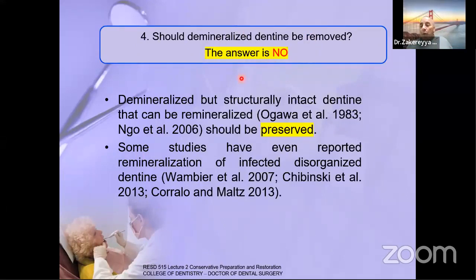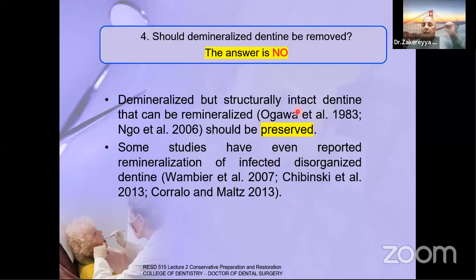Now, should demineralized dentin be removed? The answer is no. Why remove demineralized dentin? It can be remineralized. It is good. There is no bacteria in it. Demineralized but structurally intact dentin that can be remineralized should be preserved. Even demineralized dentin should be preserved.